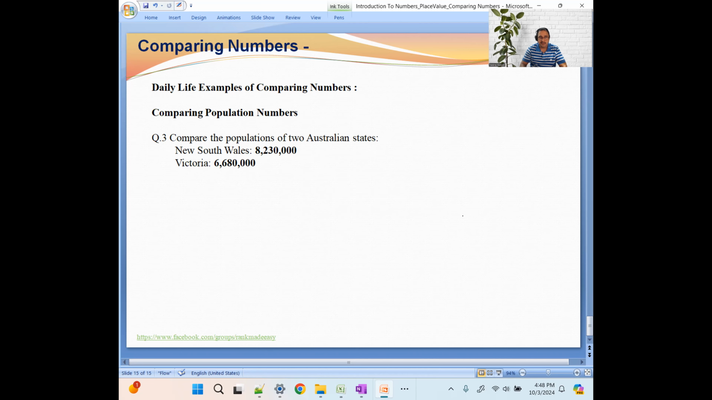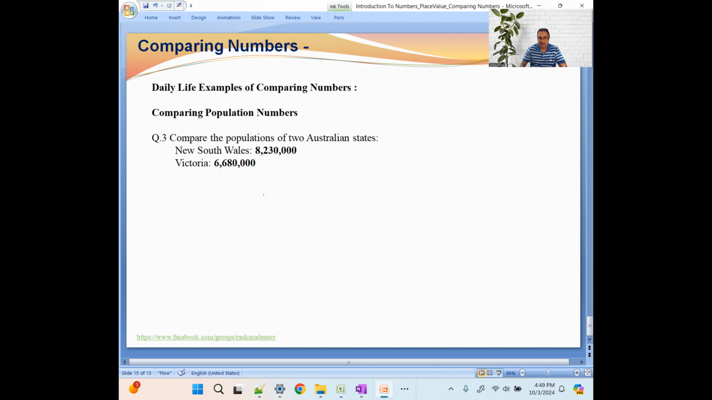Similarly, we have one more example here. You can use numbers to compare population. So in this example, we are comparing the population of two Australian states. First one is New South Wales and second one is Victoria. I'm not going to spell the numbers here. We are just going to write the numbers in the place value table to do the comparison.